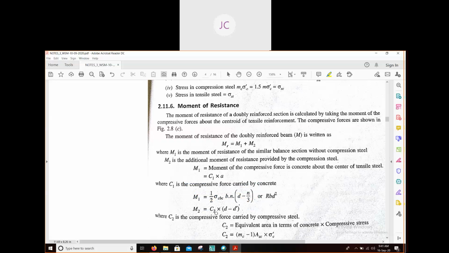And M2 equal to C2 into D minus D dash. D is the effective depth for tensile steel, and D dash is the effective depth for compression steel.